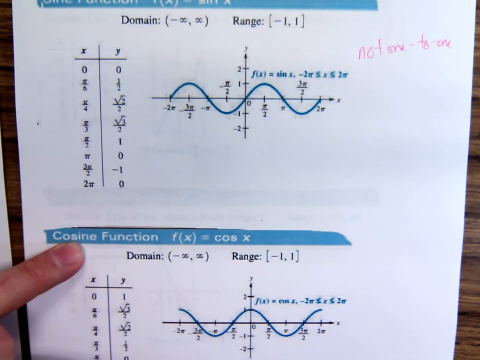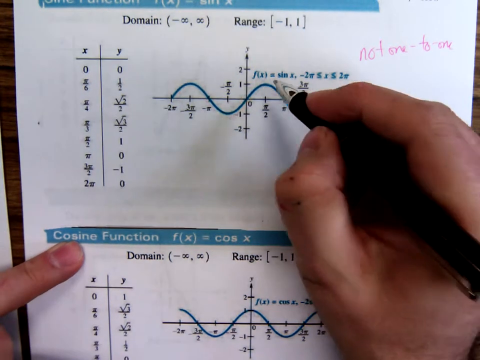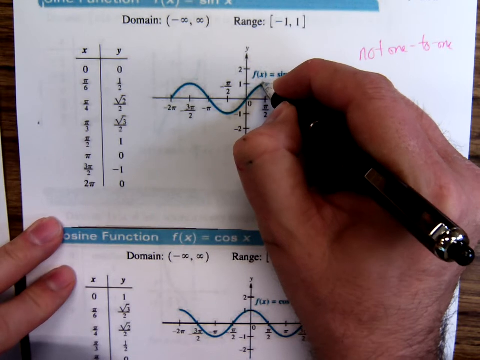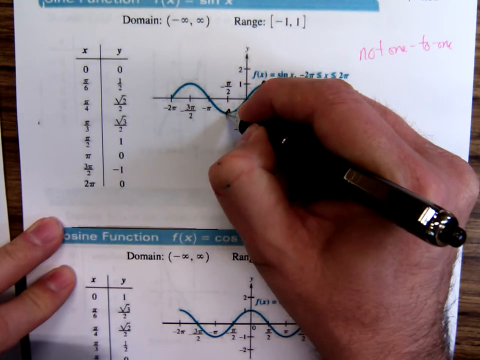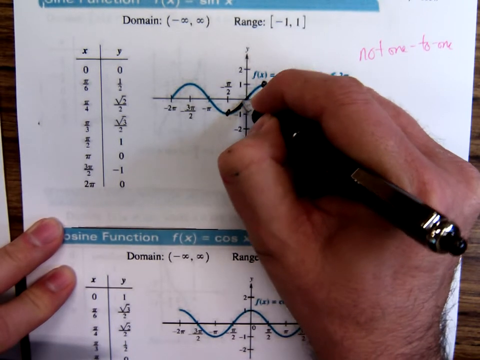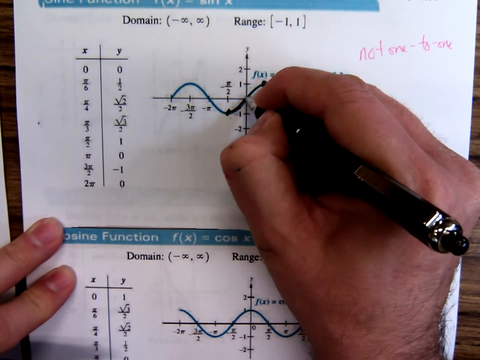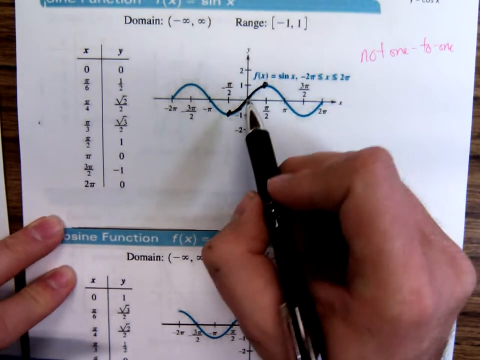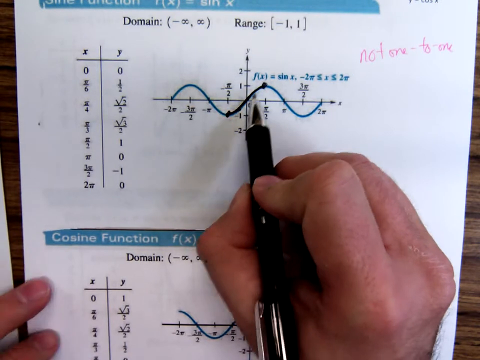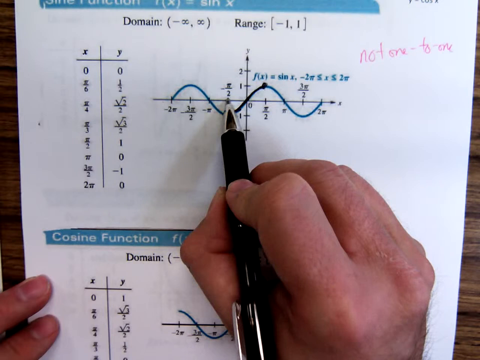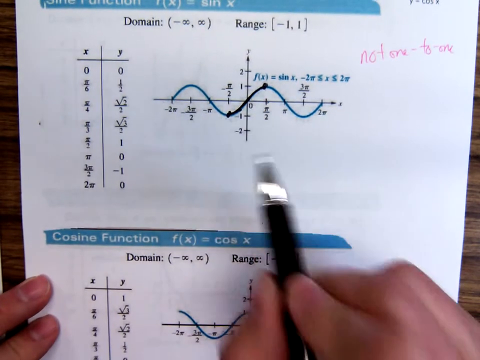use the part that every other trig book or course has ever used. Instead of saying pi over 2 to 3 pi over 2, we're going to restrict it to just negative pi over 2 to pi over 2. This part right here that I'm darkening. So we're going to look just at this part of the graph. Is this part that I've drawn in black from negative pi over 2 to pi over 2, is that 1 to 1?